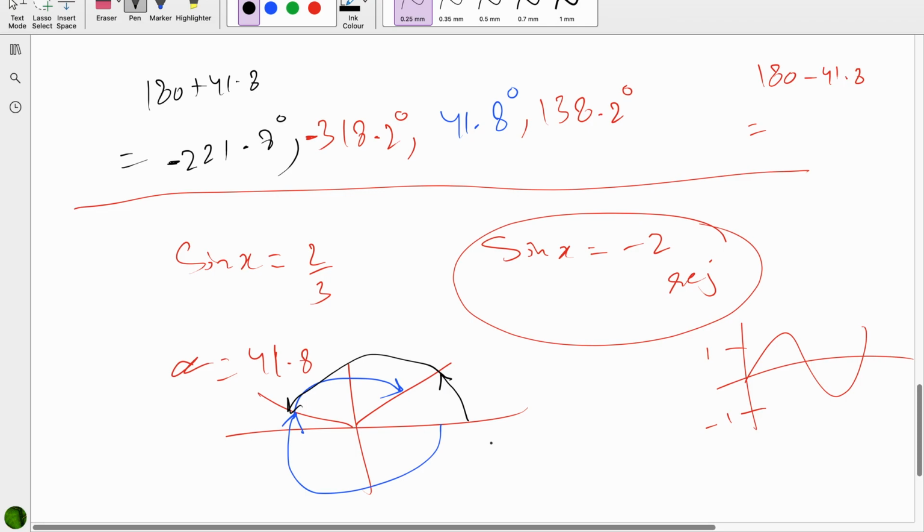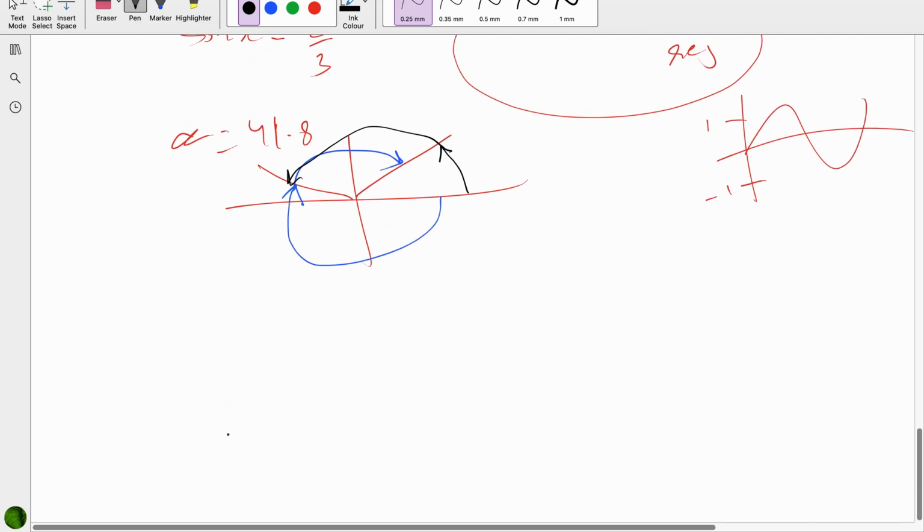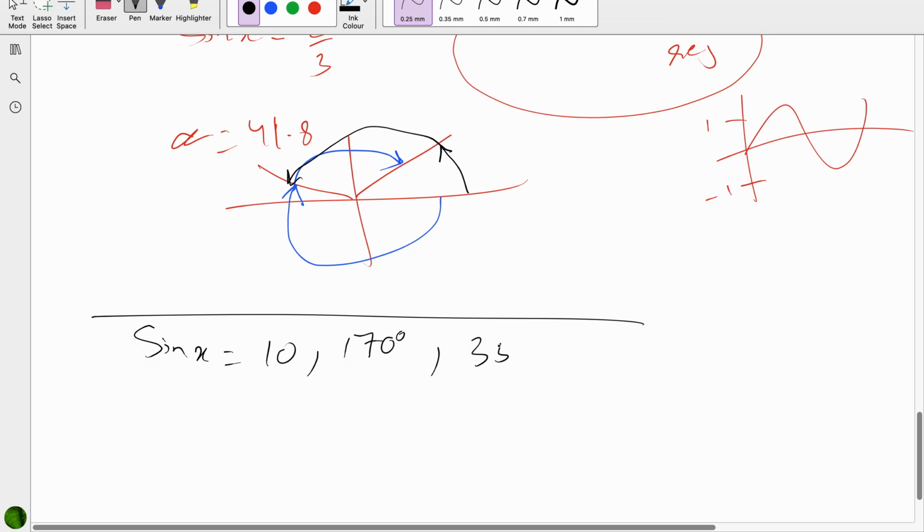Any doubts? Yes, sure. No, that's not necessary. It is just a good presentation. So for example, you had 110, 170, 350 and 190. So these are your four answers. All four are correct if the basic angle is 10 and sine x is equal to positive and negative both. But if you write it this way, it is just a better presentation. No need to arrange them. You can save your time.